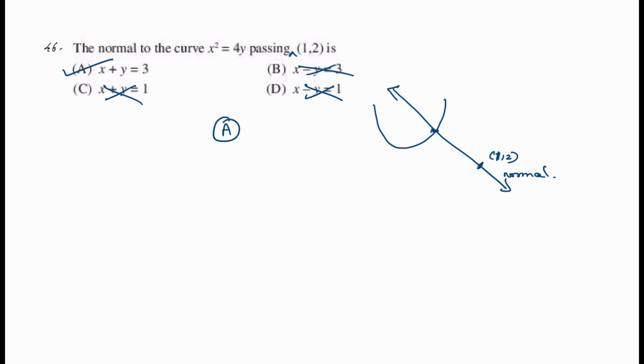Whereas, if the point satisfies two or more options, say, find the equation of the normal and check.